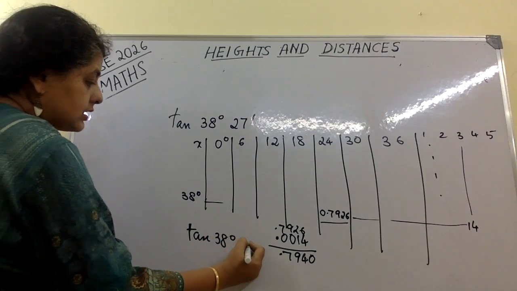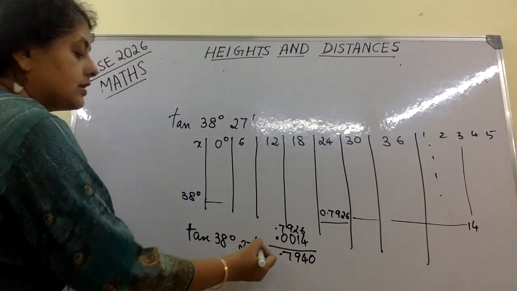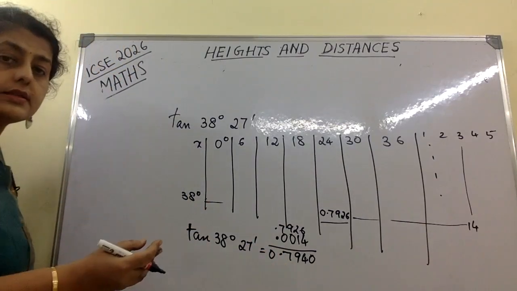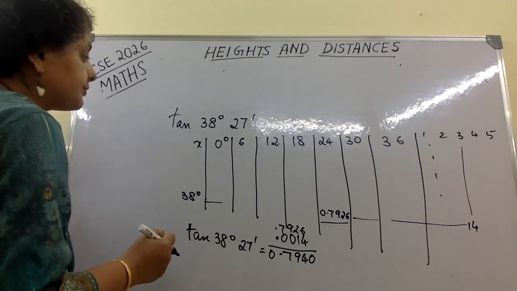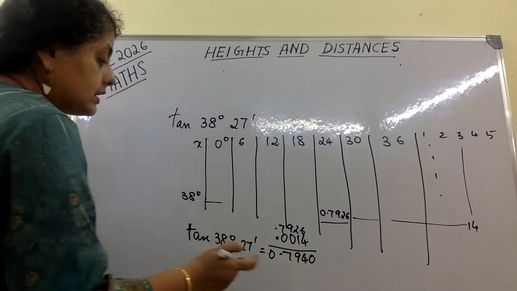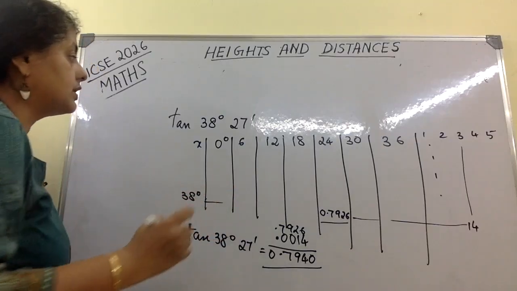So your final answer for tan 38 degrees 27 minutes is 0.7940. That is my answer.